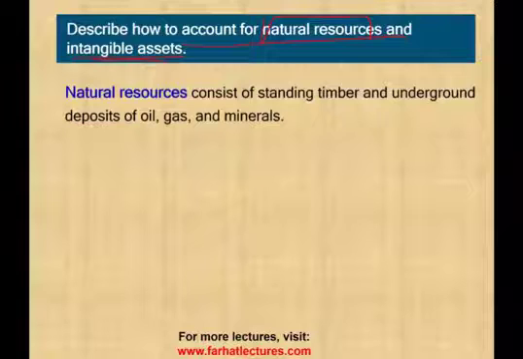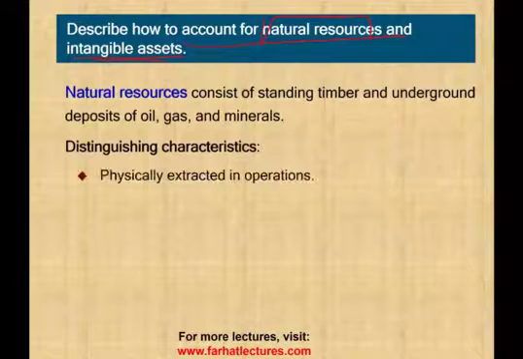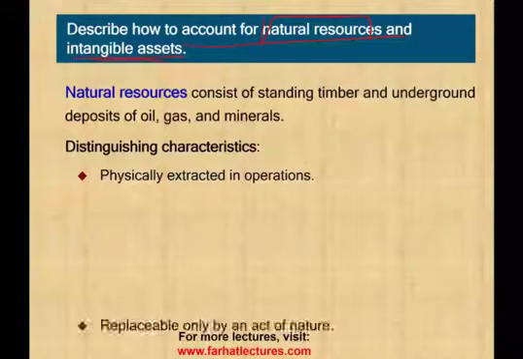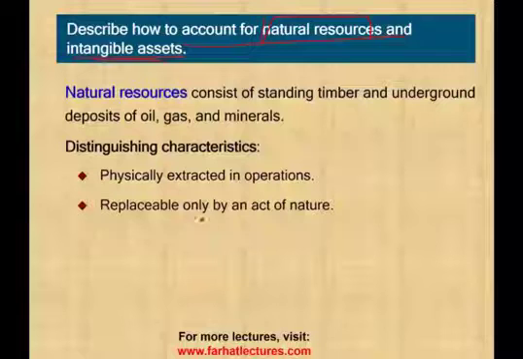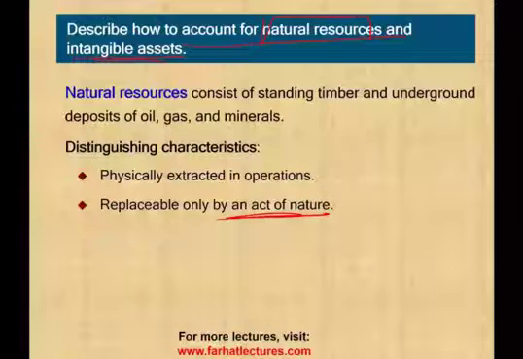Natural resources consist of standing timber and underground deposits of oil, gas, and minerals. Simply put, what are natural resources? Their distinguishing characteristic is that they are physically extracted in operation. We take them out from the land, and they're replaceable only by an act of nature, or they say act of God, depending. Some people don't believe in God, so they say act of nature.